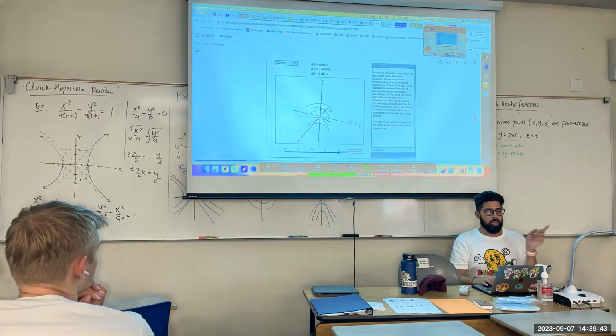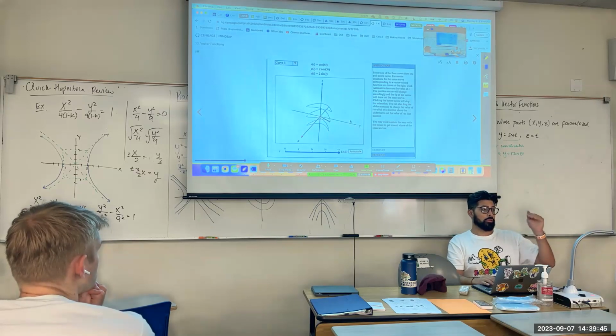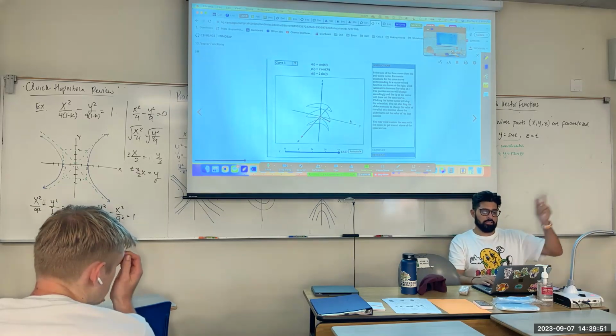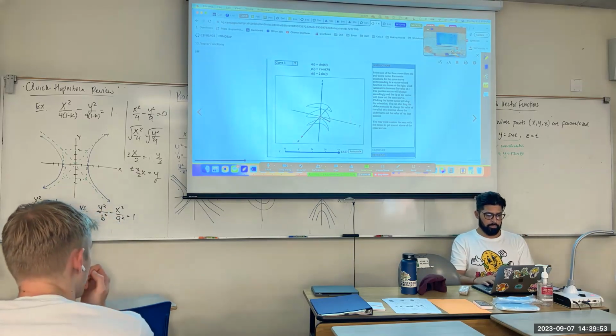Okay. Notice the oscillation because all three of the coordinates are parameterized using a trig function. And trig functions oscillate, or at least cosine, sine, and tangent.